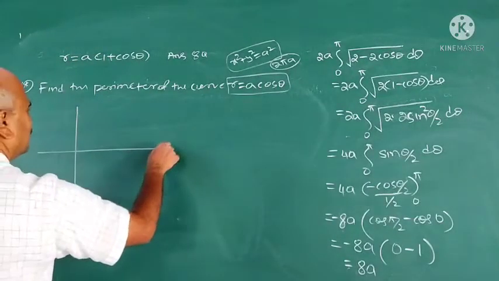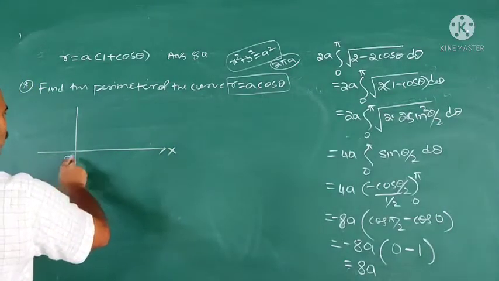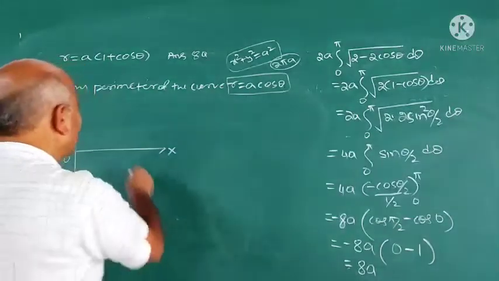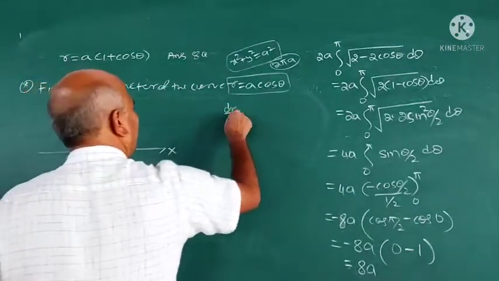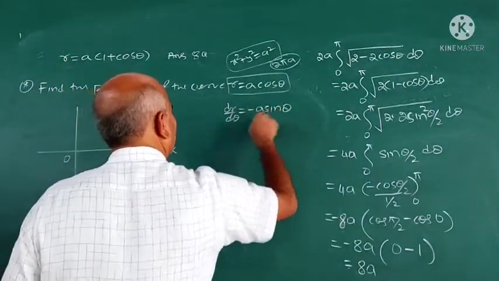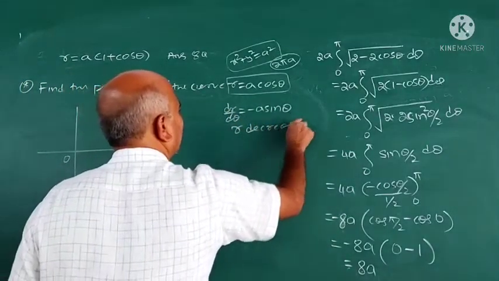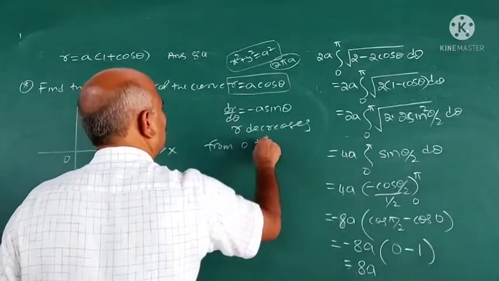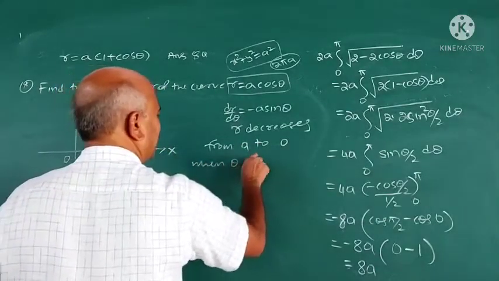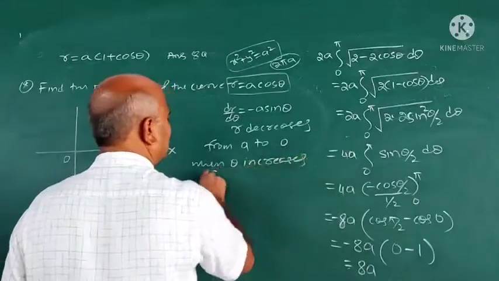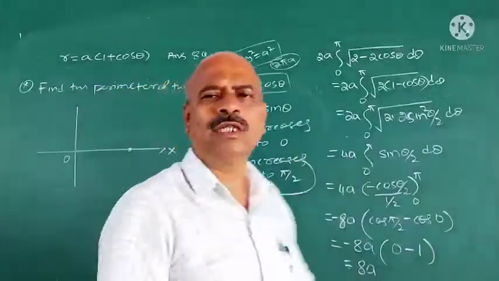I take this initial line as positive x-axis, origin as pole. Then when theta is 0, what do you get? r is equal to a. And dr by d theta, what is dr by d theta? Minus a sin theta. So dr by d theta is negative, which means r decreases. r decreases from a to 0 when theta increases from 0 to pi by 2. This is a very important clue to trace the curve here.